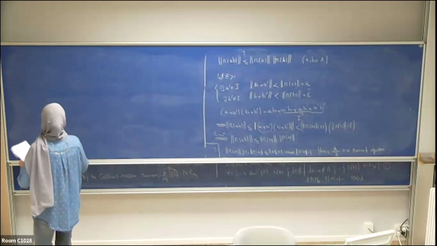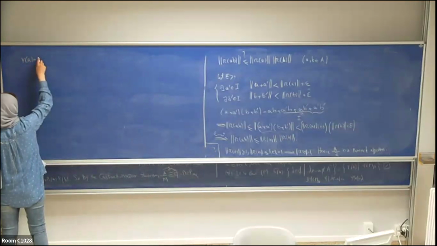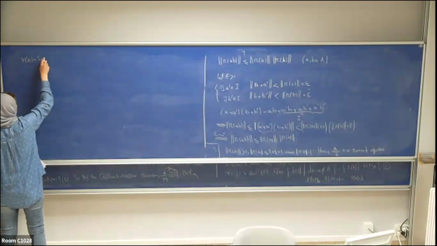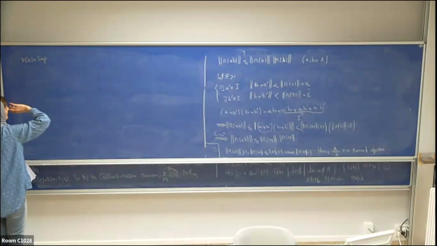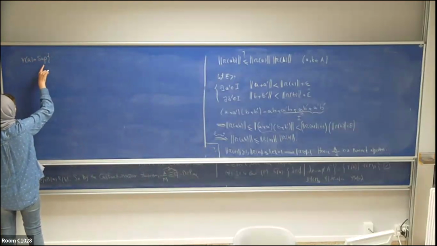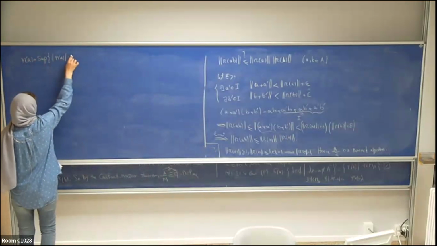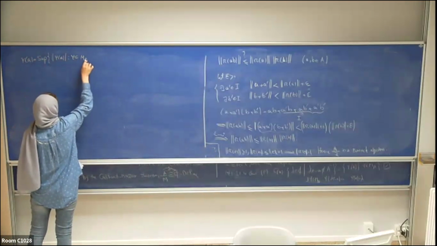First, we know that R of A is the supremum of elements in the spectrum. From this theorem, we can say that R of A in the commutative case is very efficient, because it's the supremum of the absolute value of phi of A, when phi is in M of A.